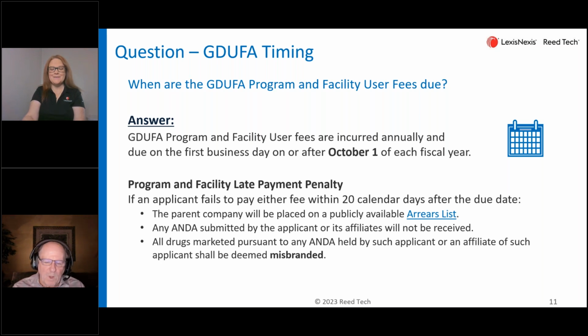But one of the things that happens is your company would appear on this naughty list, the arrears list. The other thing that'll happen is if you try to submit an ANDA, any updates, supplements, or so on, they will not be received by the FDA. So basically, the doors have been closed with your communication or submission of other documents to the FDA.